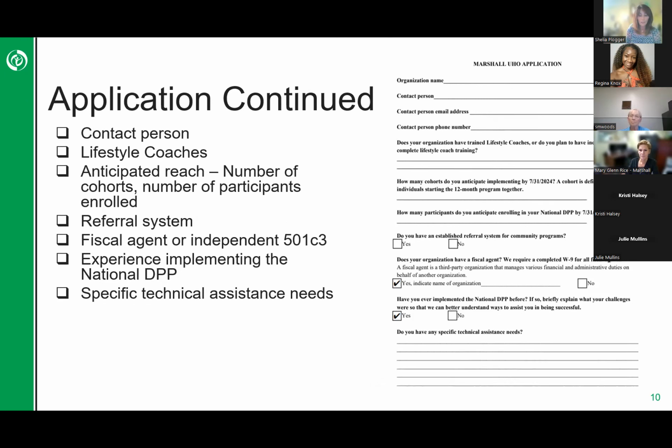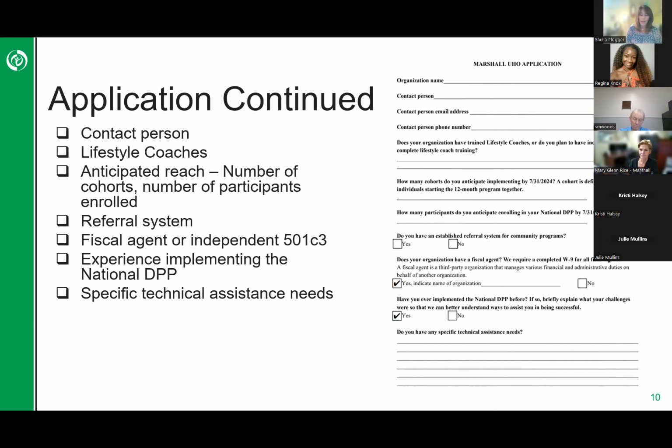Then we want to know, does your organization have trained lifestyle coaches, or do you plan to have lifestyle coaches trained? Regina had mentioned before that we're requiring at least 2. Life happens, and this program is a year long, so it's always good to have a backup, regardless of any program you have. But this program in particular, it's good to have at least 2. That way you don't carry the burden alone.